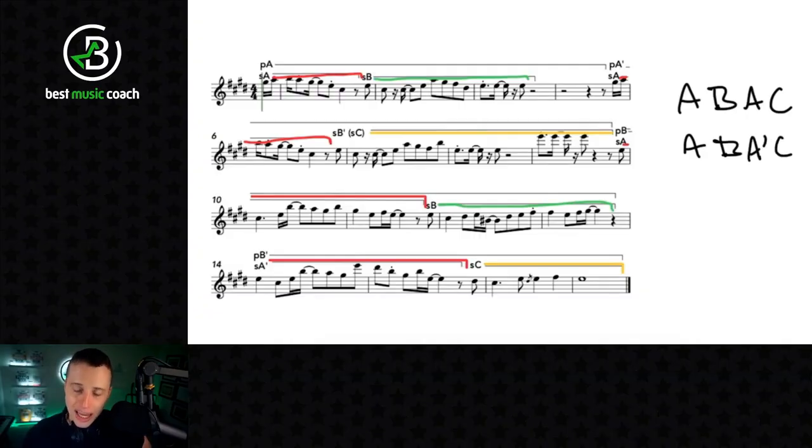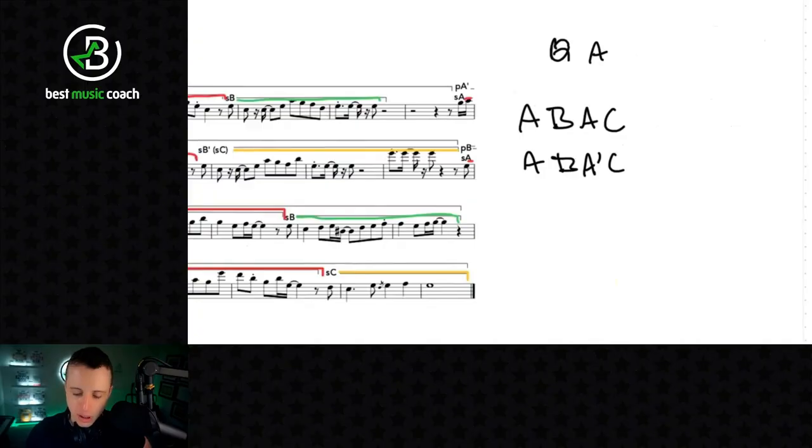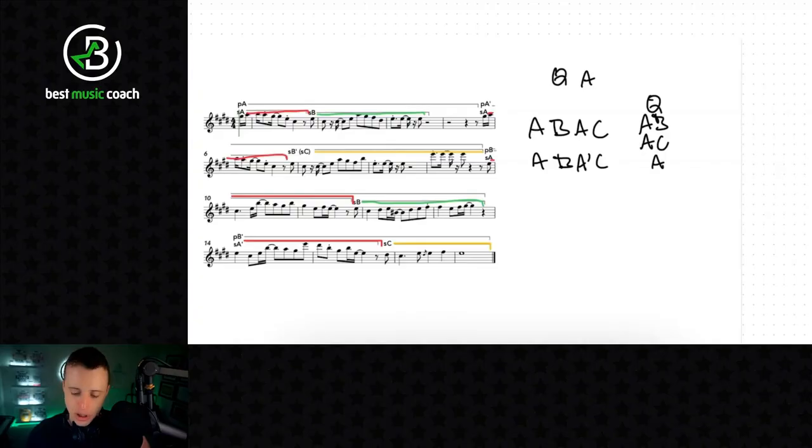Now, when we have an ABAC, we're actually going to think about this in terms of antecedent and consequent. You might remember these terms from Music Theory 3. Antecedent basically means a question. A consequent basically means an answer. And when we look at an ABAC framework with subphrases, we're going to think about the AB as being the question, and then the AC as being the answer. And we can see that both of these are broken into this question-answer framework.